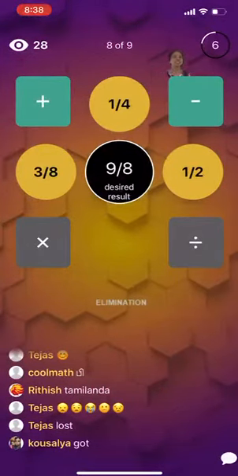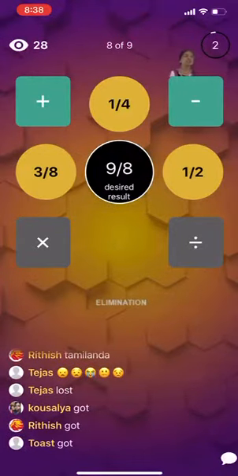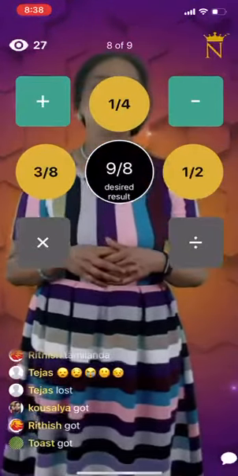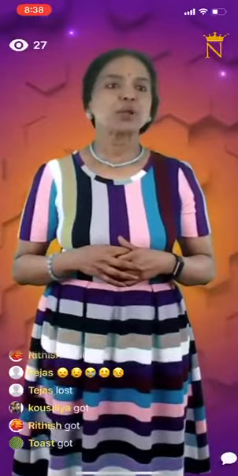So these fractions have a very easy common denominator given. If instead of 1 by 2 we were given 1 by 3, then it would increase the difficulty of the fraction problems.